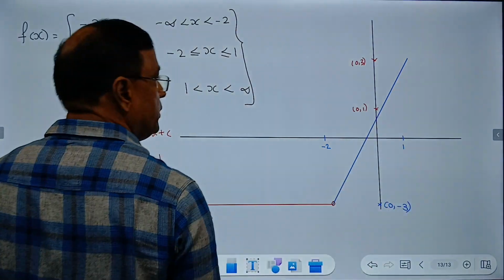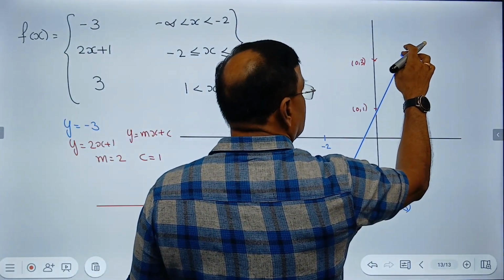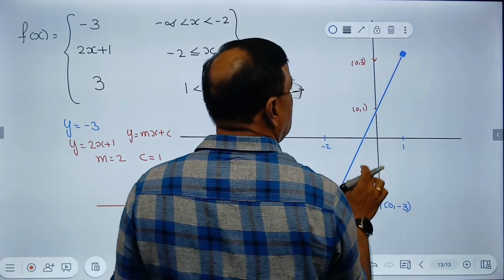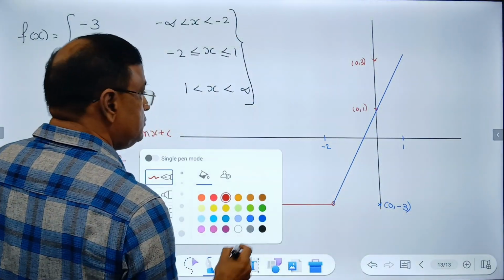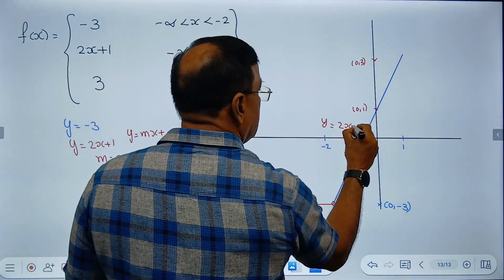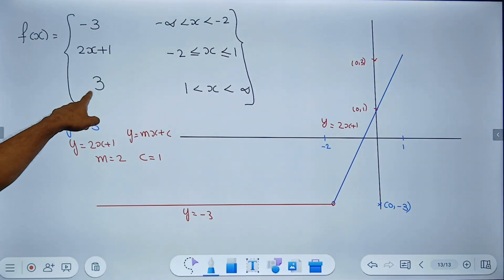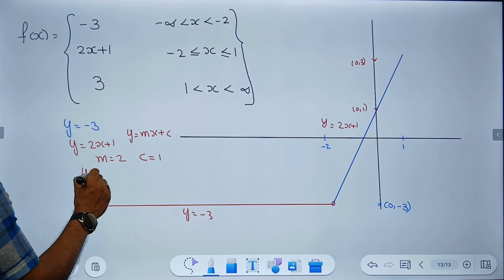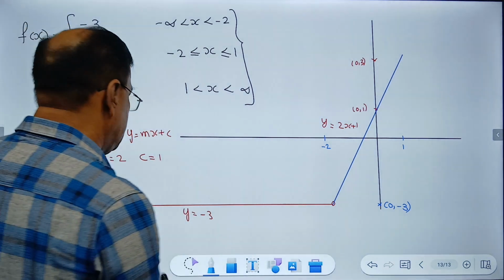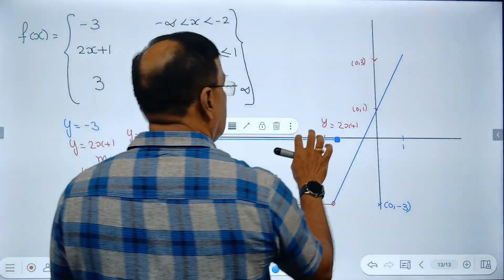Okay, what is this equation? It's not exactly that. Okay, somewhere. Can't be accurate because I'm not using a scale. So this is actually y equal to 2x plus 1. Now finally, for greater than 1, it's y equal to 3. So y equal to 3 is a straight line parallel to the x-axis through 0 comma 3. So let's take that green line.